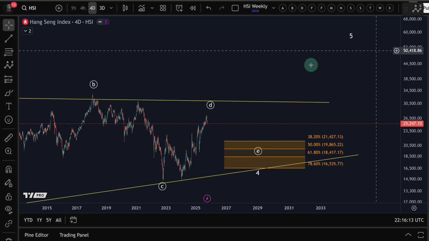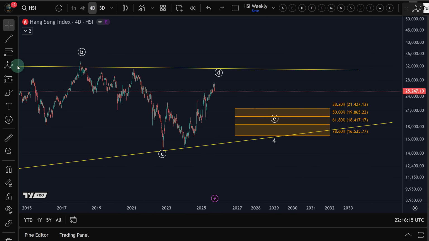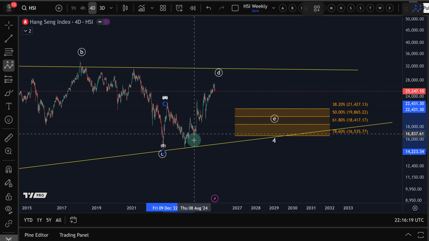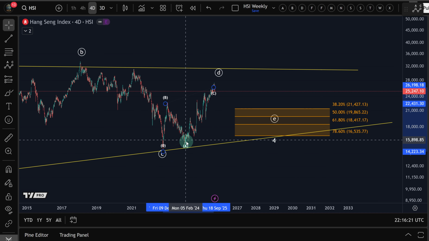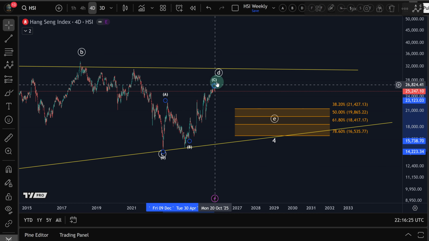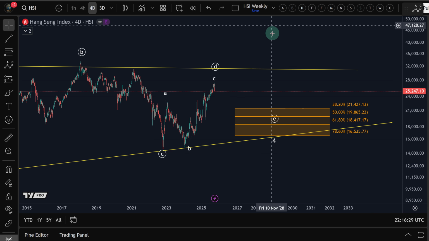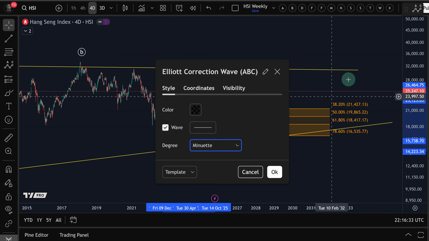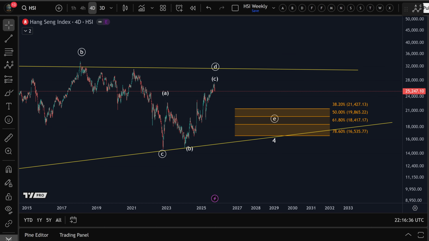A D wave should be an ABC structure. A, oops, B, C. Let me shift that over. A, B, C. And then obviously in the C wave, we're looking for a 5-wave move. But this then gets very much into micro counting. But my take is we could be close to completing this overall correction.